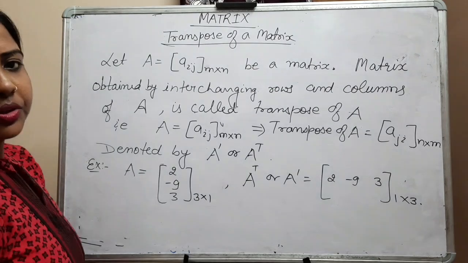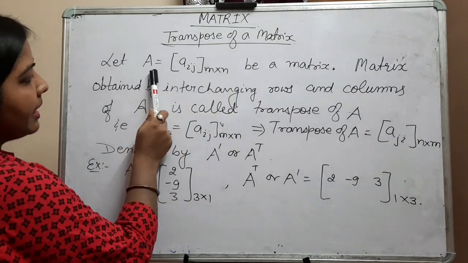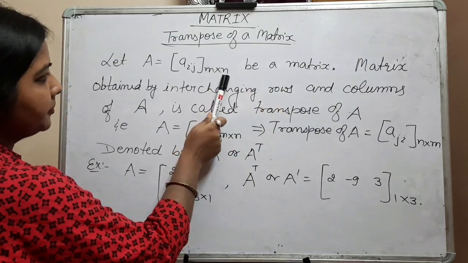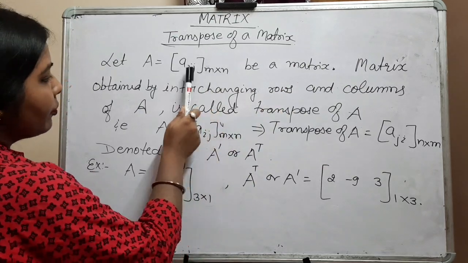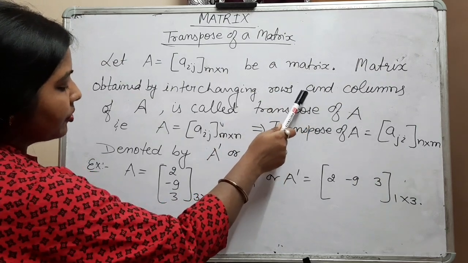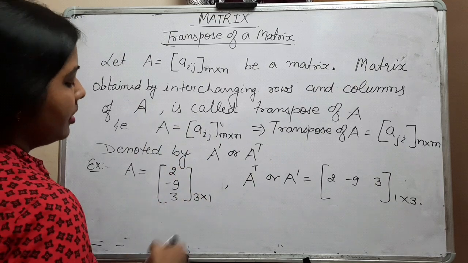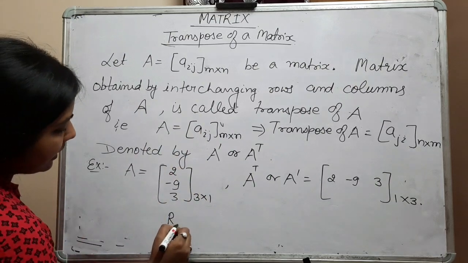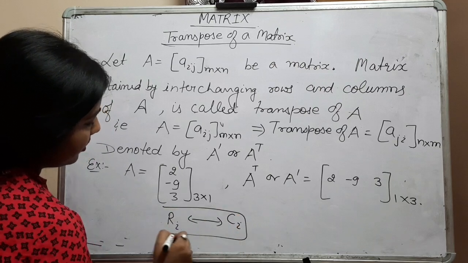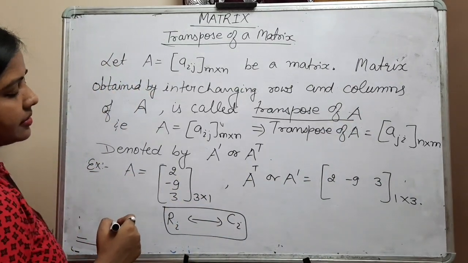Hello everyone. Today we will discuss transpose of a matrix. When we take a matrix A_ij of order m by n, we interchange rows and columns. Means in place of rows we write columns, and in place of columns we write rows, like R_i interchanging with C_i. That type of format is called the transpose of the given matrix.